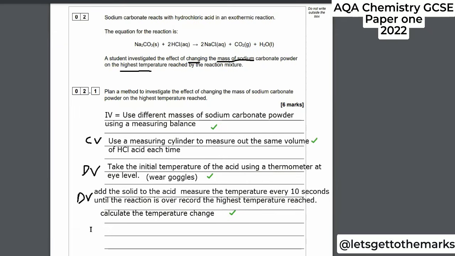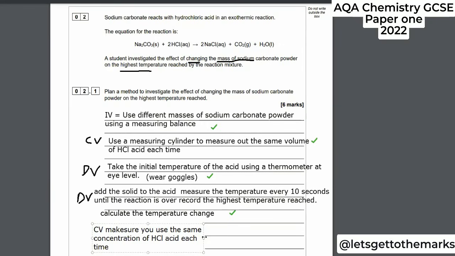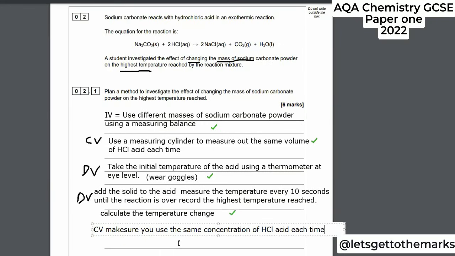A couple of other notes with control variables and things that could affect the experiment. Another control variable is make sure you use the same concentration of hydrochloric acid each time. So a little trick is, when you're doing an experiment and you've got an acid and you're not changing the acid, then you get 2 marks for saying keep the concentration and keep the volume the same. So that's important.